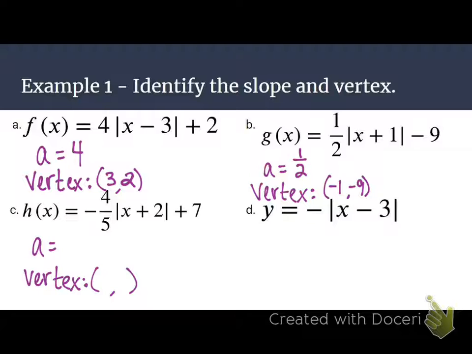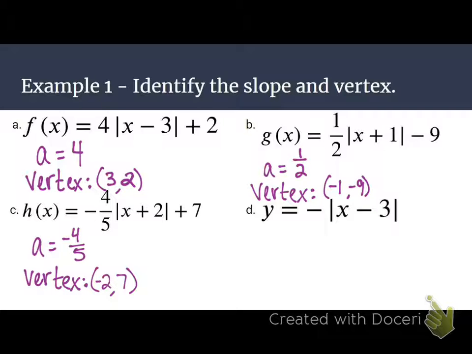Okay. What about our slope on letter C? Good, -4/5. What about our vertex? Good, -2/7. Good. Change the sign for the x, keep the sign for the y. Question?